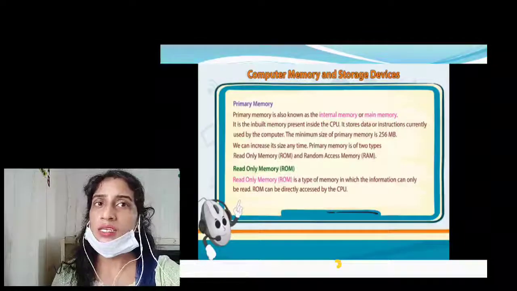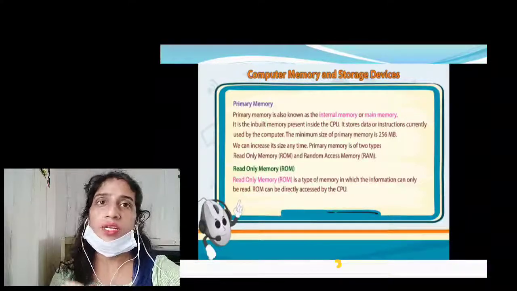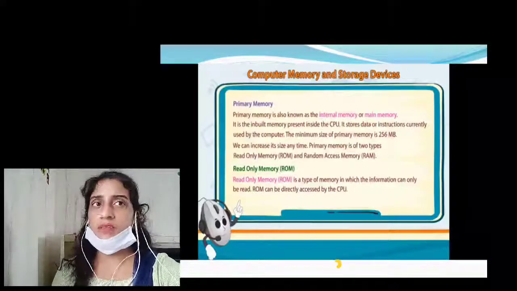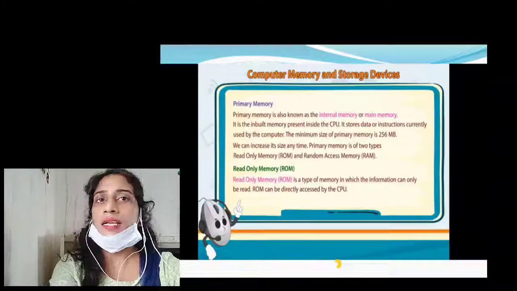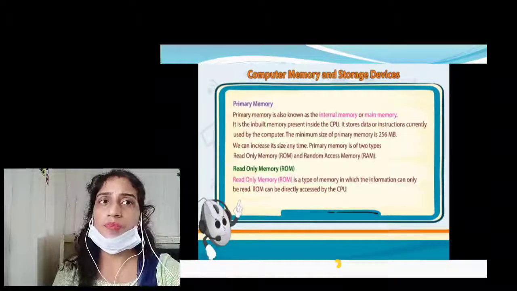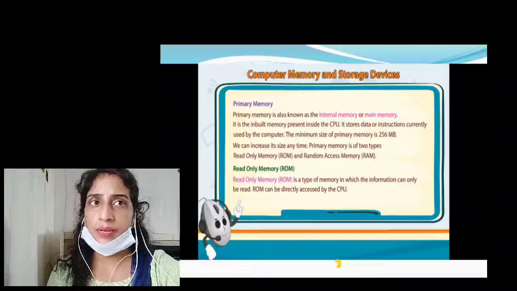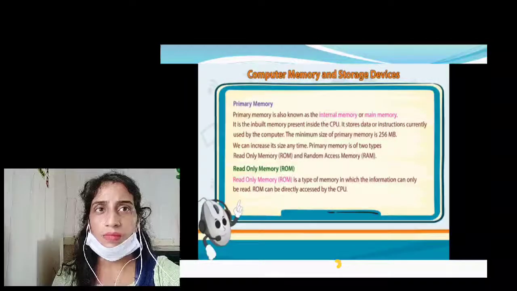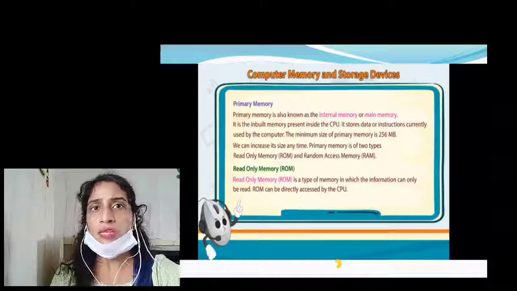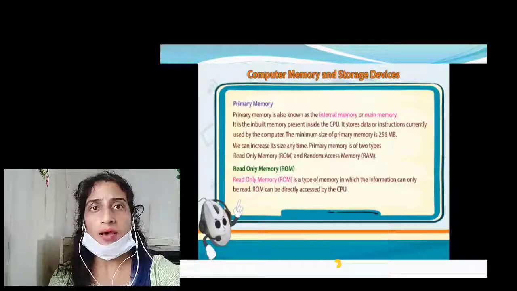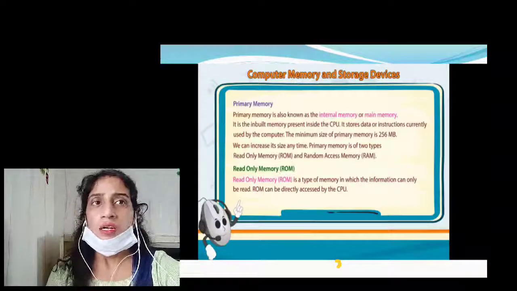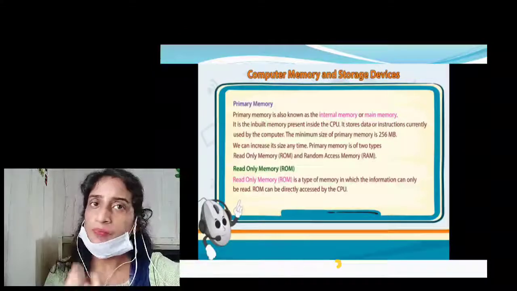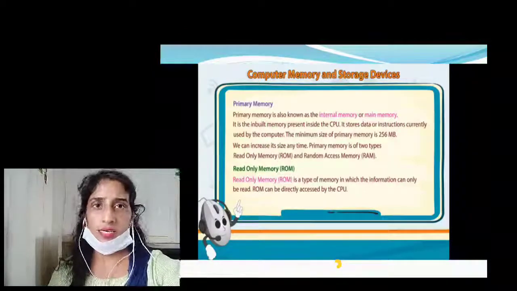ROM is called read only memory, in which we can only read the content. And the second one is random access memory, that is called RAM. So let's talk first about the read only memory, the ROM. I already told you, in the ROM we can only read the content. We can't write the content in this memory.